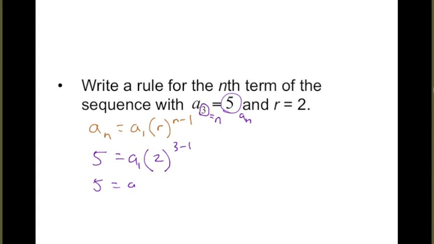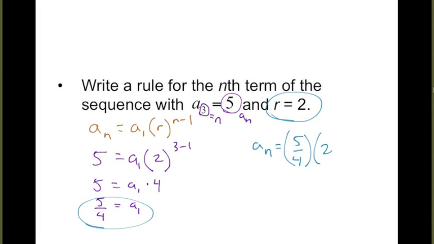So up in that exponent, 3 minus 1 is 2, and 2 squared is then 4. So a sub 1 must be 5 divided by 4. Then we're going to take that a sub 1 and the r and write them into our rule. A sub 1 times r to the n minus 1. Questions?